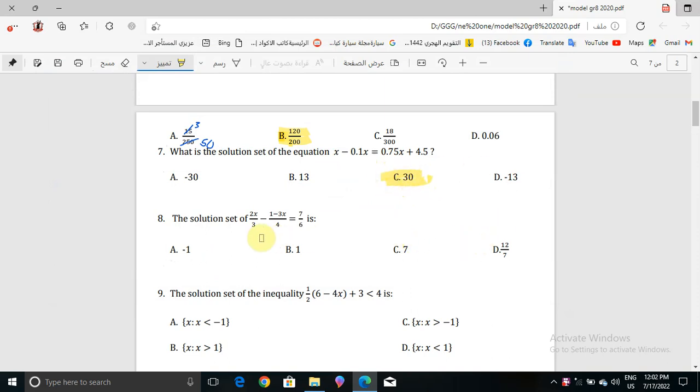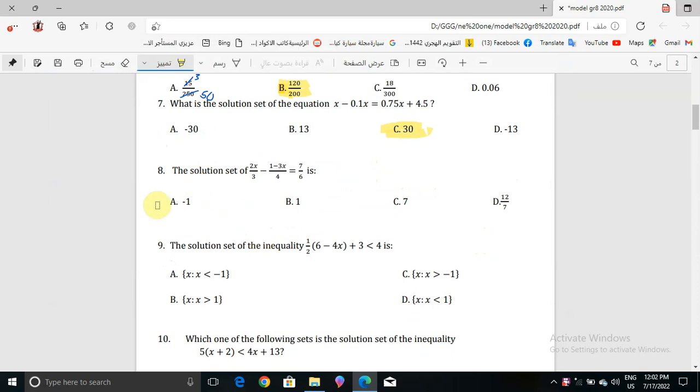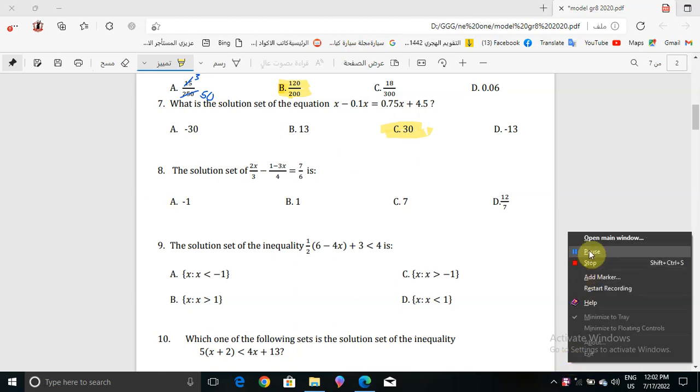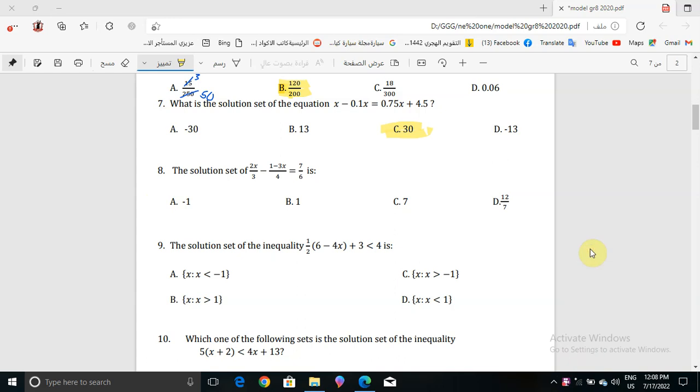Okay, now in question number 8, what we have here, the solution set of 2x over 3 minus 1 minus 3x over 4 is equal to 7 over 6 is equal to what? Now in this question, what we will do, we have here the numbers of the denominators are different, right? Which is here 2x over 3 and 1 minus 3x over 4 and 7 over 6, right? Then we want to make it all equal.